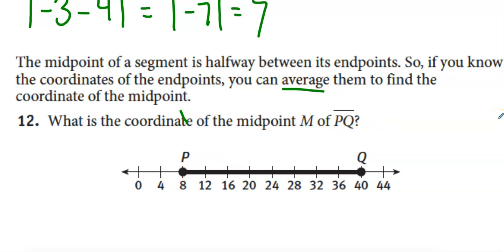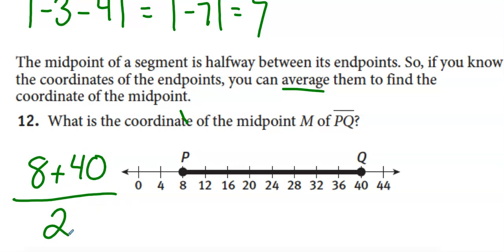So I'm going to take my first endpoint, which is at 8. I'm going to add my last endpoint, which is at 40, and then I'm going to average them or divide by the 2 numbers. So I would get 48 divided by 2, which is going to be 24.